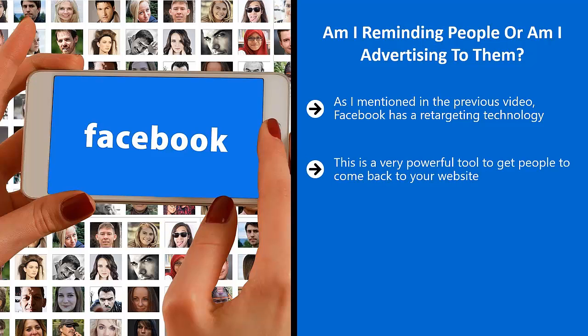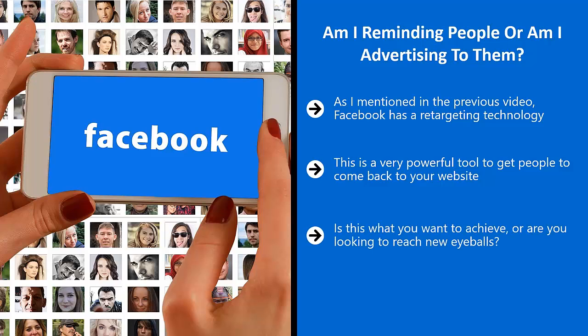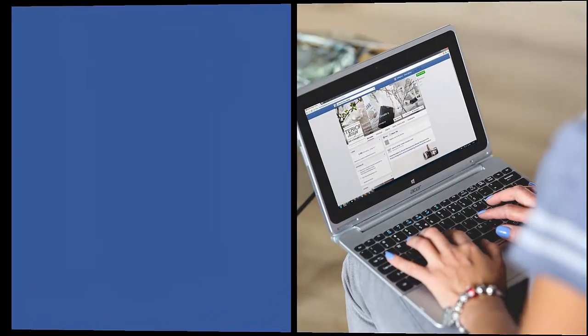This is a very powerful tool to get people to come back to your website. Obviously, these people have already been exposed to your brand. Is this what you want to achieve, or are you looking to reach new eyeballs? These are people who have never been to your website and you're just trying to introduce yourself. These are two totally different objectives. Make sure you're clear as to which one you're going to pursue.